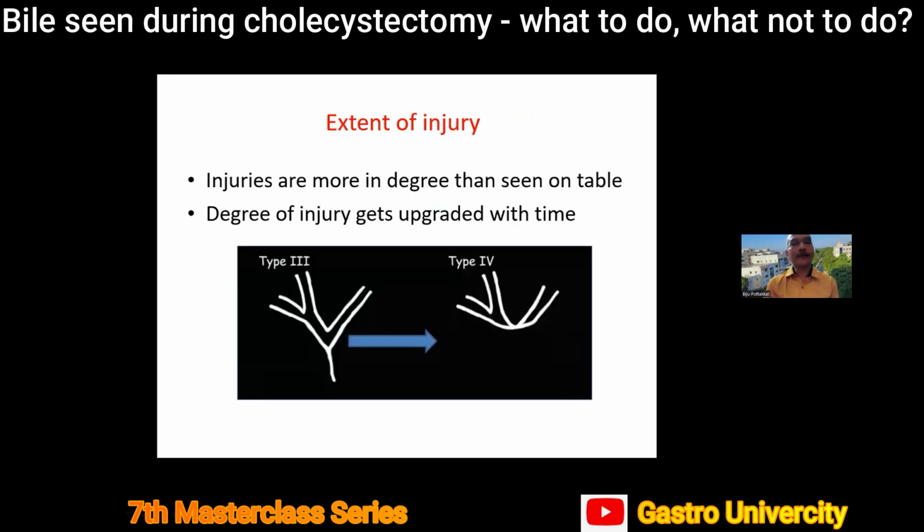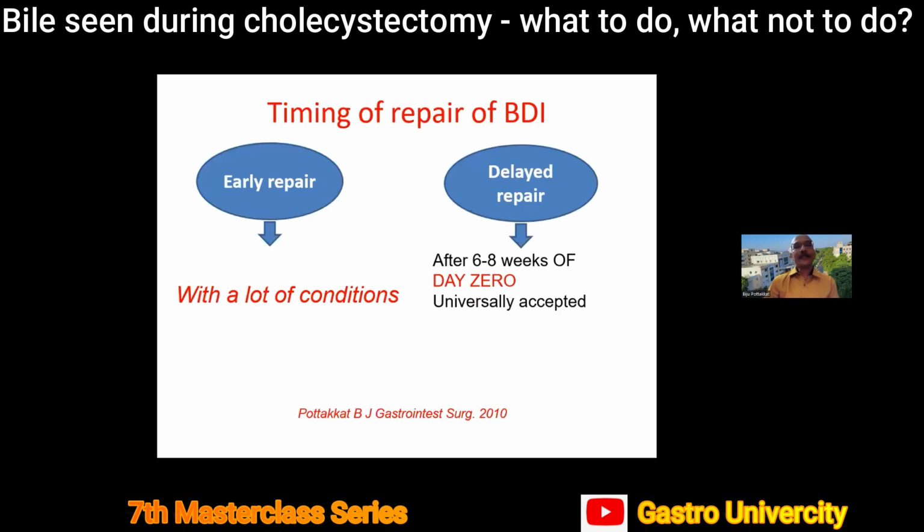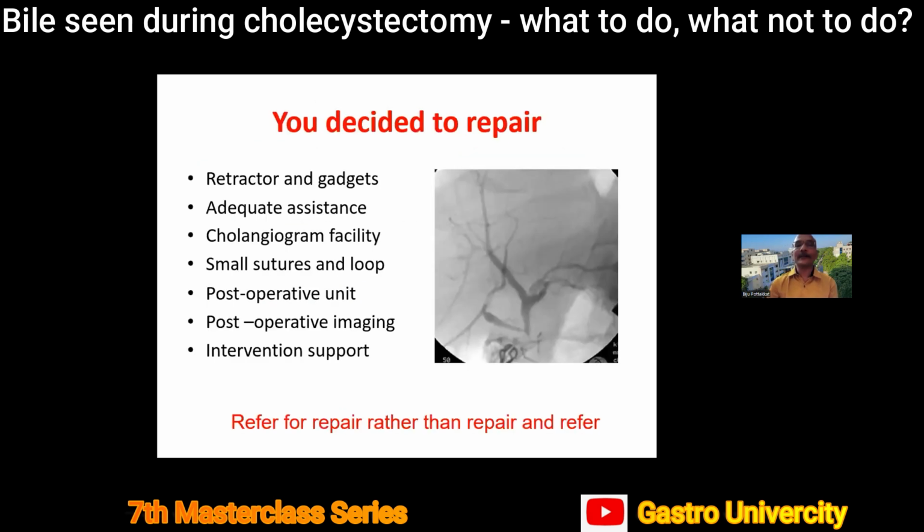Two problems we have to remember: injuries are more in degree than anticipated or seen on the table, and injuries get upgraded with time. You identify an injury, let's say 1 millimeter; it can be 3 millimeters at that time, and it can be 10 millimeters after 6 months. For early repair, a lot of conditions have to be satisfied. Otherwise, the safest approach is to think and plan for a delayed repair.